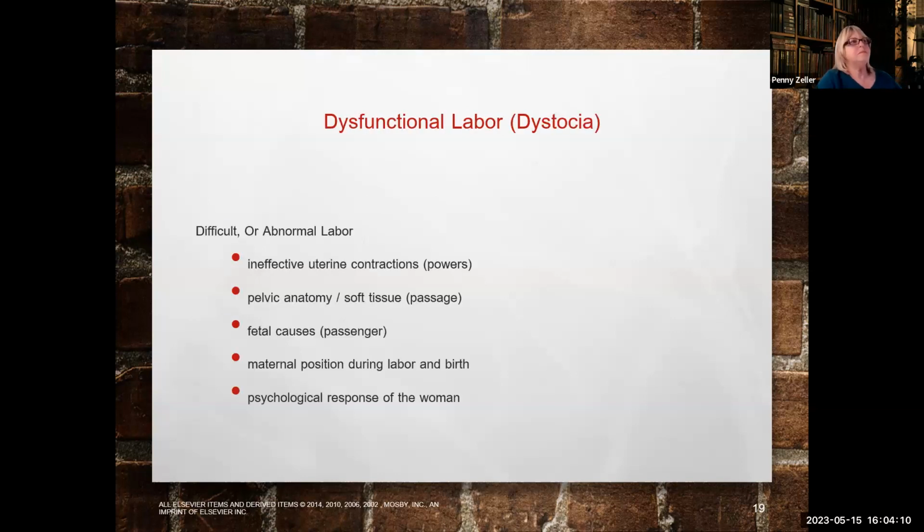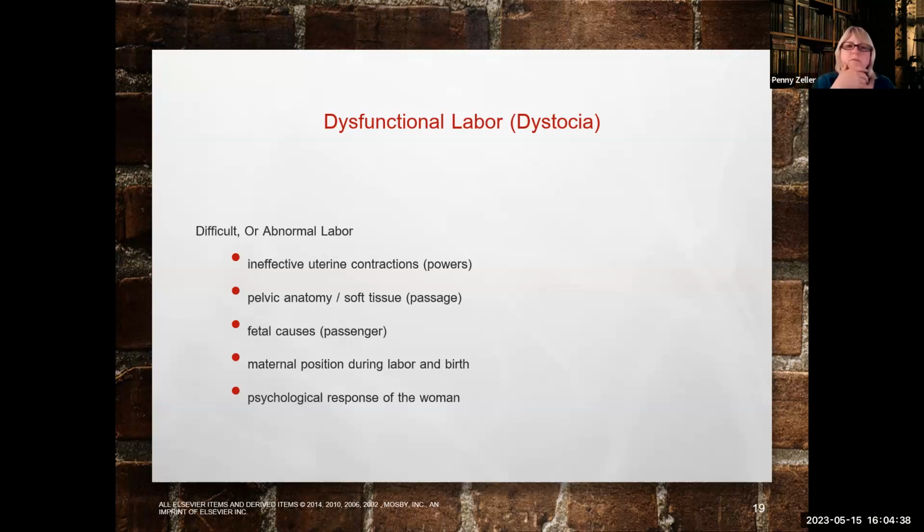Dysfunctional labor, or dystocia, is anything that hinders the progress of labor. Remember our 5 Ps: the passenger, the lie of the passenger, the size of the passenger, the presentation and the position of the passenger can all affect labor progress.